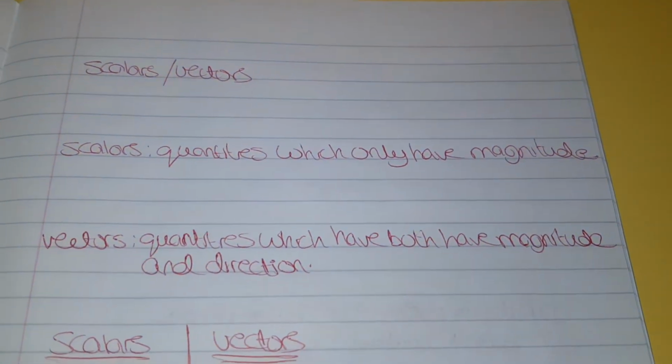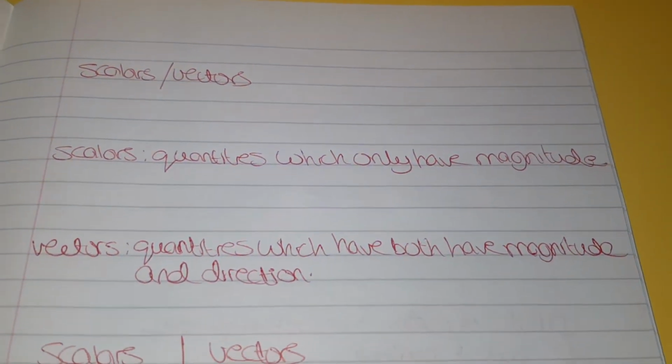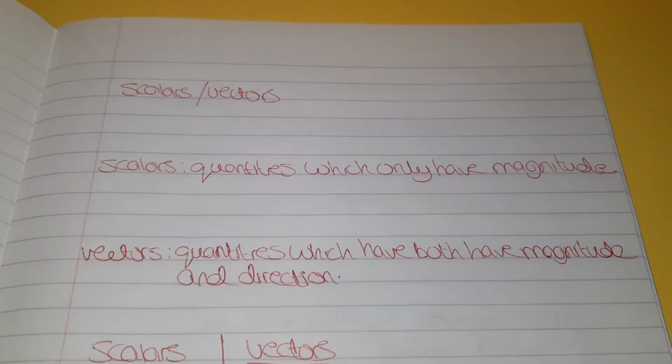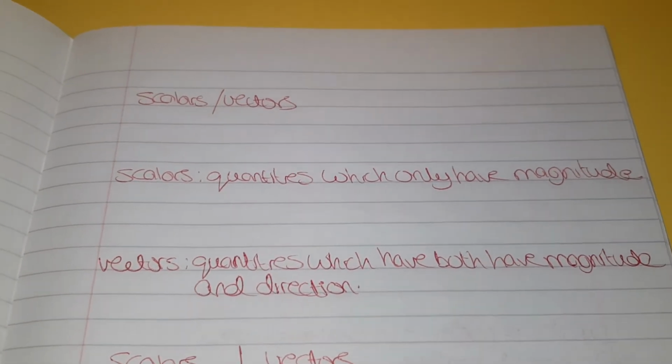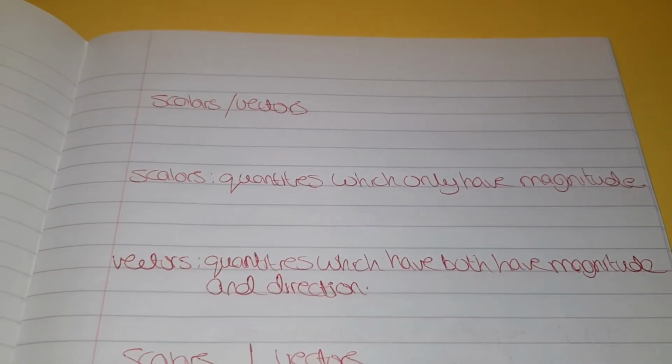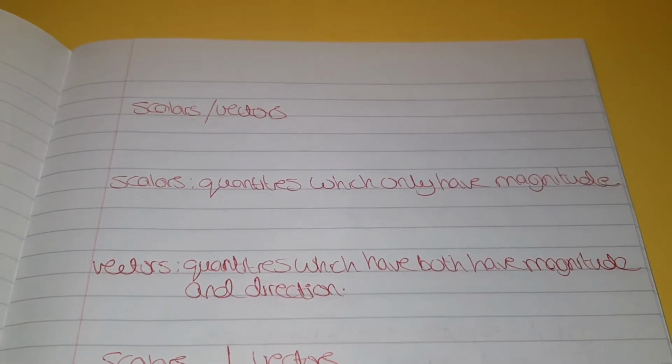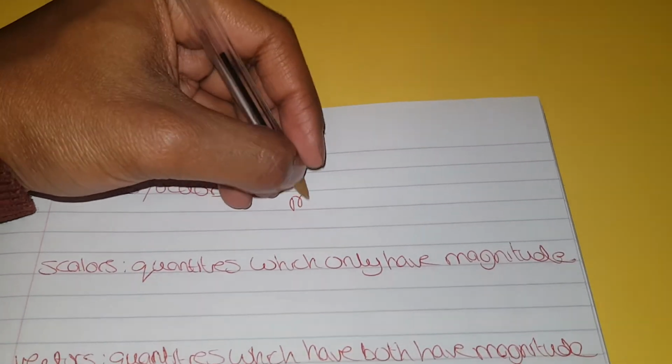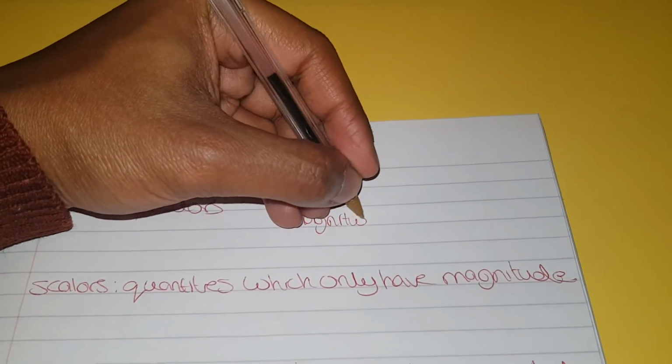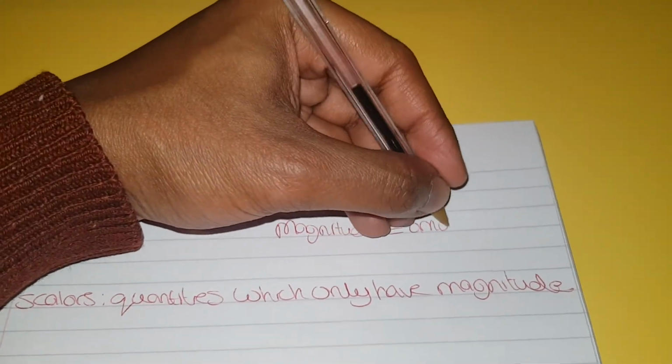Alright, scalars and vectors. Pretty okay topic. Scalars are quantities which only have a magnitude. Some of you guys, I know, hate the word as well. Magnitude just means amount. Yeah, so let me write this for you guys. Magnitude is the amount, like a number to them.